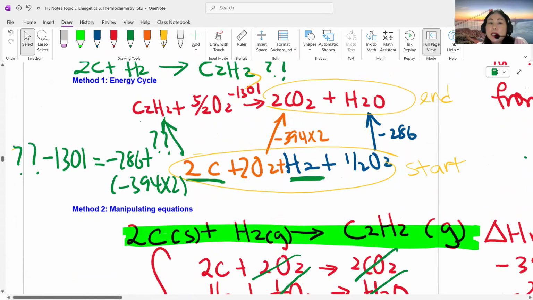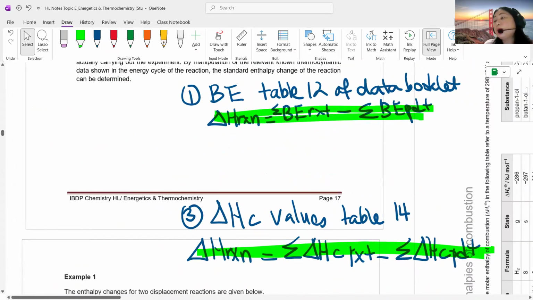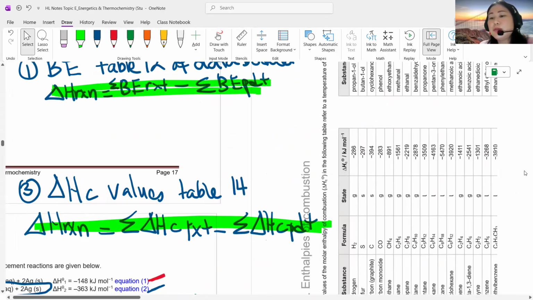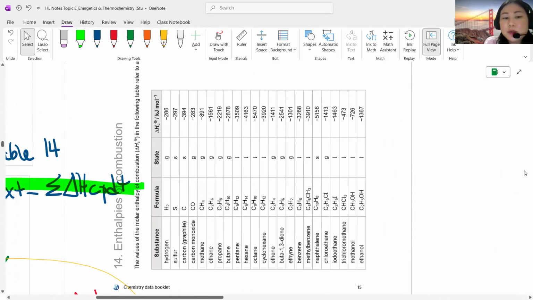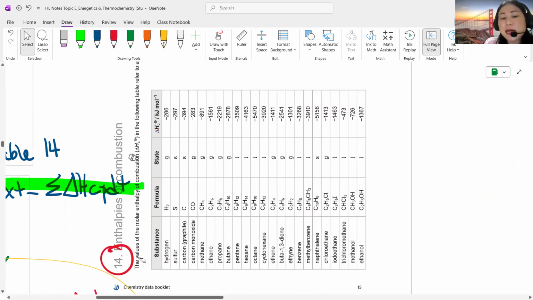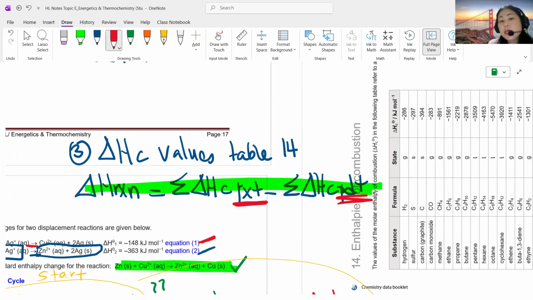All right, next. I've already done the formation data method, so I'm going to use combustion data now. Combustion data is like formation data; the only difference is you are using different data. You are using combustion values, and combustion values are in table 14. You go to table 14 and you see all these values, and you use this data to calculate. When you are using combustion data, the mathematical formula is different. It is reactant minus product.